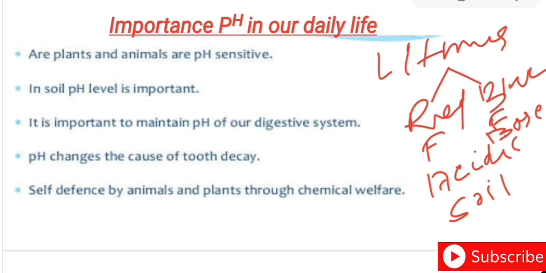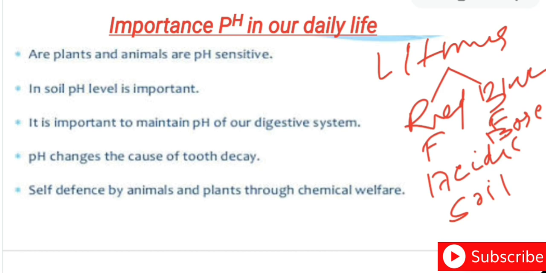It is important to maintain the pH of our digestive system. If there is a change in the pH, there is a problem in the digestion, because digestion is caused by the presence of various types of enzymes and all the enzymes work in a definite pH. If there is a change in the pH, the enzyme will not work and there is a problem in our digestion.